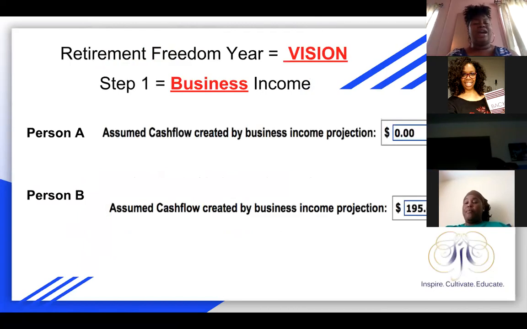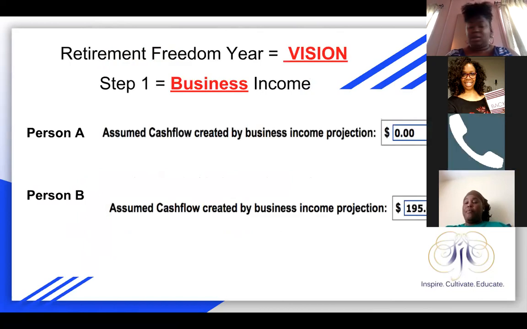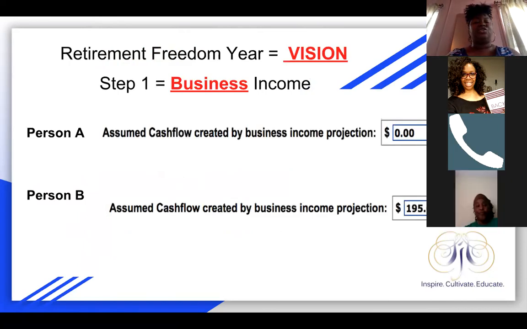Next, your retirement freedom year equals your vision. This is your future. That's the moment, wherever it looks, feels, tastes, smells like, that year is your year. And I have it broken down in person A and person B. So step 1 is business income. On your sheet, I want you to put next to person A, nothing. Okay? Person A decides to do nothing.